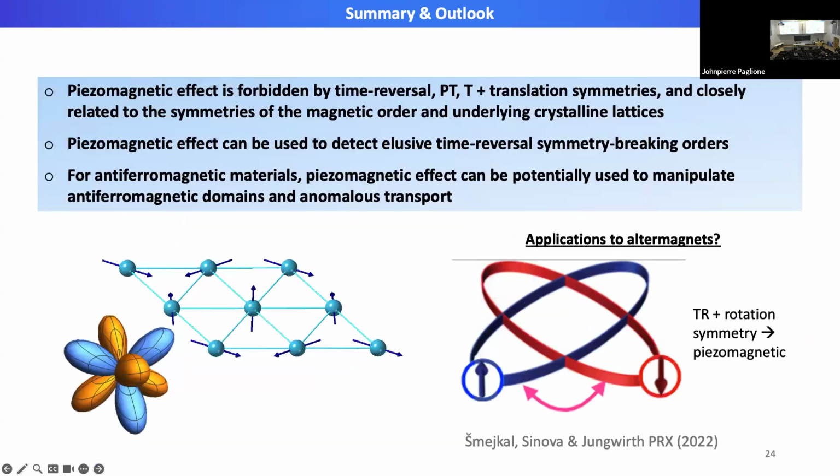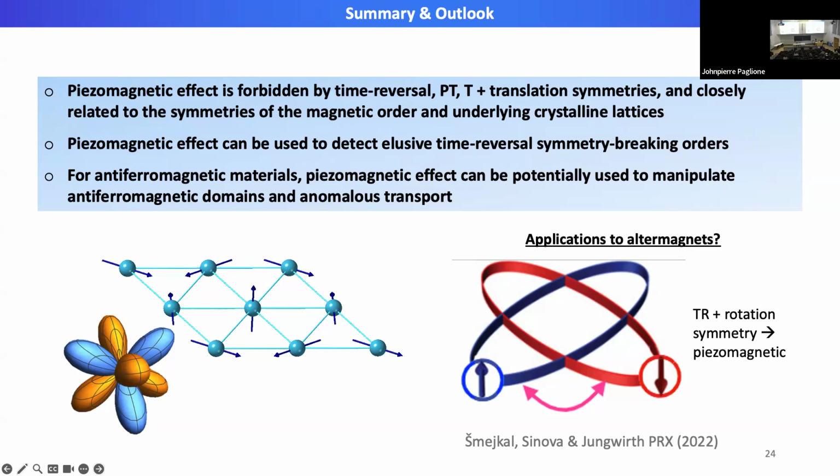Okay, so I think with this I want to just summarize what we've learned: that the piezomagnetic effect is a crosstalk between mechanical and magnetic properties of a given material, and it has to come with a broken time reversal symmetry. And I've shown you a few examples that the piezomagnetic coupling can be a powerful tool to detect those elusive time reversal symmetry breaking orders.